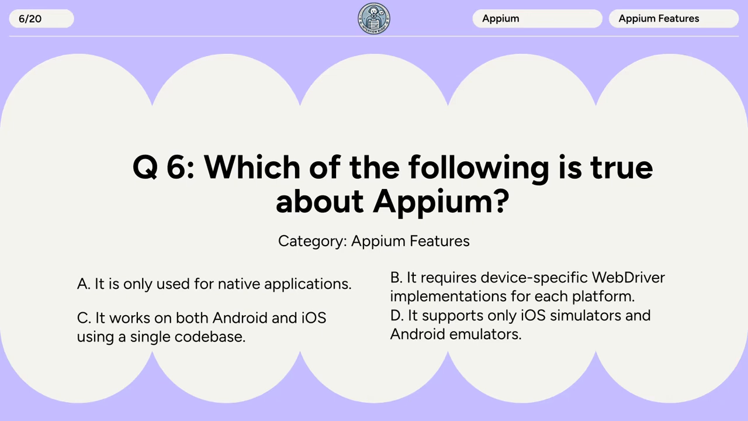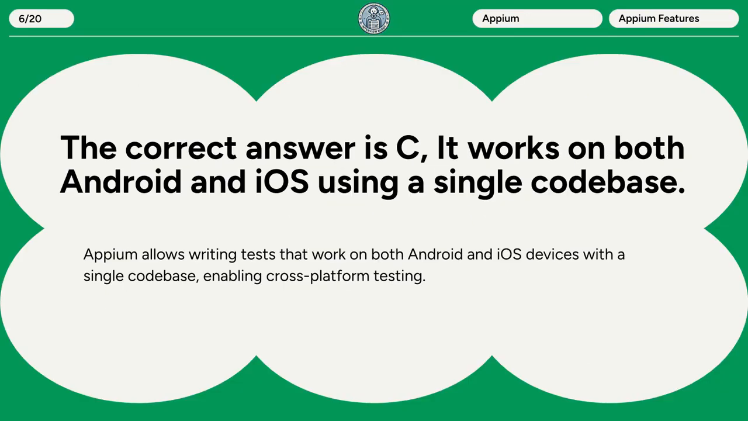Question 6. Which of the following is true about Appium? A. It is only used for native applications. B. It requires device-specific WebDriver implementations for each platform. C. It works on both Android and iOS using a single codebase. D. It supports only iOS simulators and Android emulators. The correct answer is C. It works on both Android and iOS using a single codebase. Appium allows writing tests that work on both Android and iOS devices with a single codebase, enabling cross-platform testing.